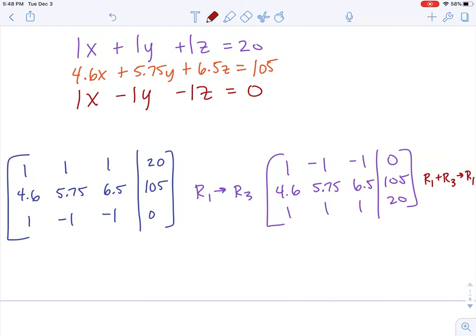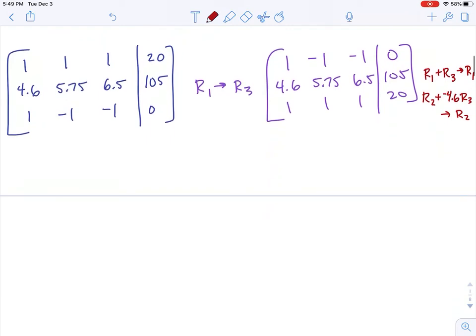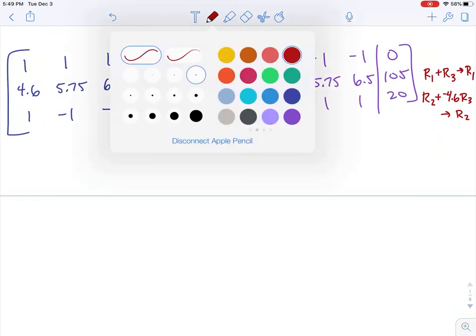So how would we do that? We would need to add row 2 and row 3 together, only we would need to multiply row 3 times negative 4.6. And that's going to give us our new row 2. Okay, so let's work on that.